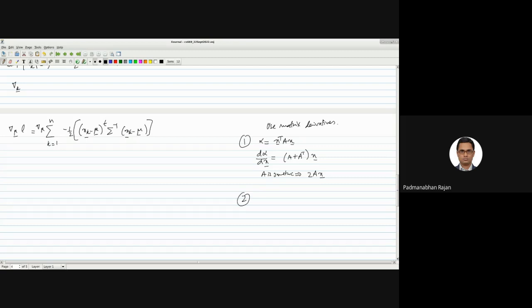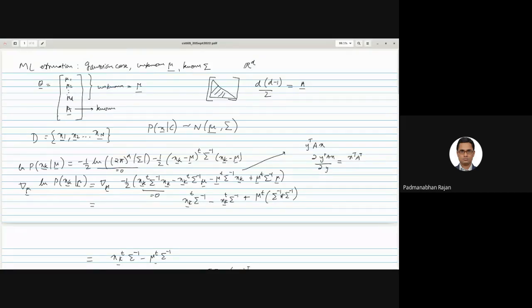The other result is: another alpha equal to x transpose Ay, d alpha by dx is going to be Ay. And we also have d alpha by dy is A transpose x. So this is similar, this is the same as what we had before.